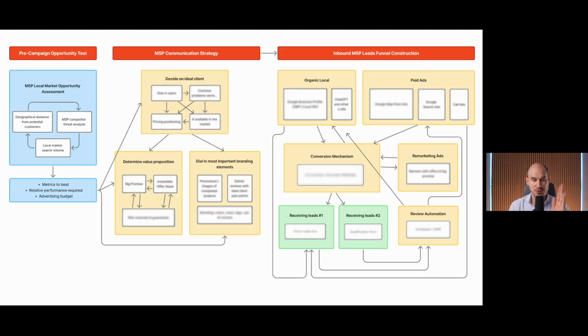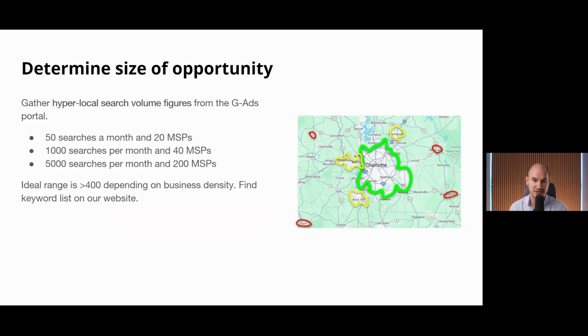Here in the blues, so what's going to be happening, which I think is pretty fun, as we are going through this presentation, we will be unlocking different parts of this funnel, discussing everything as we go. That also gives some nice structure and clarity. So here we have the local market opportunity assessment, the pre-campaign opportunity test, and we have 3 factors that we take into consideration together, which then gives the map of the metrics to beat and so on.